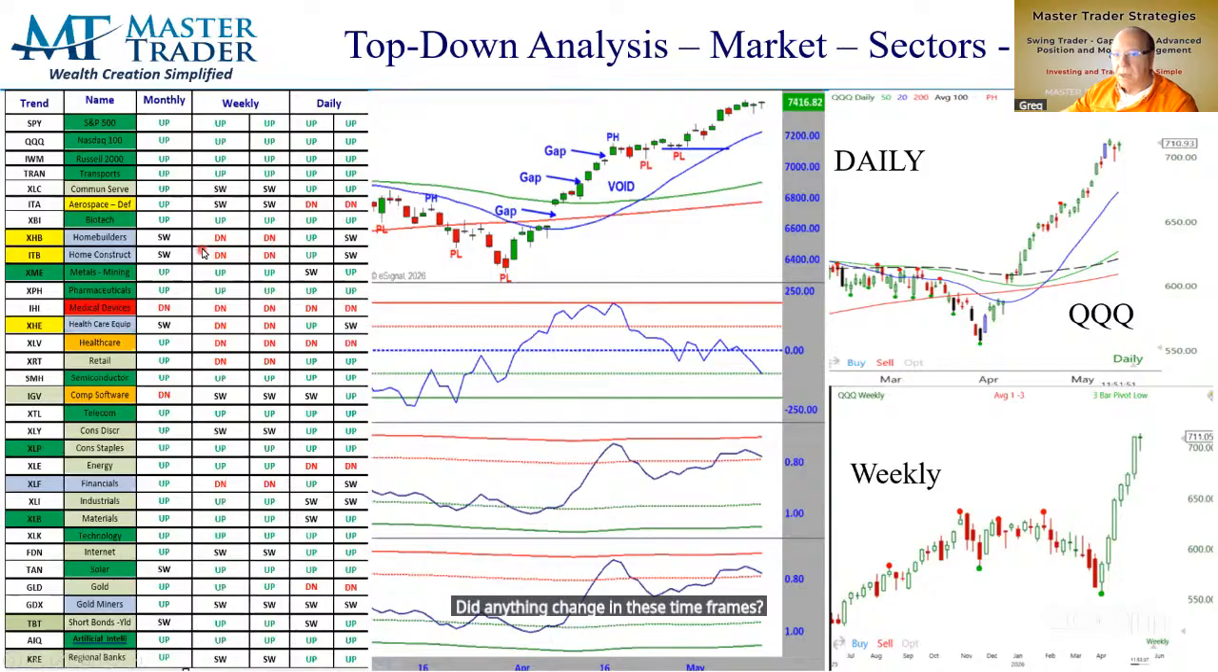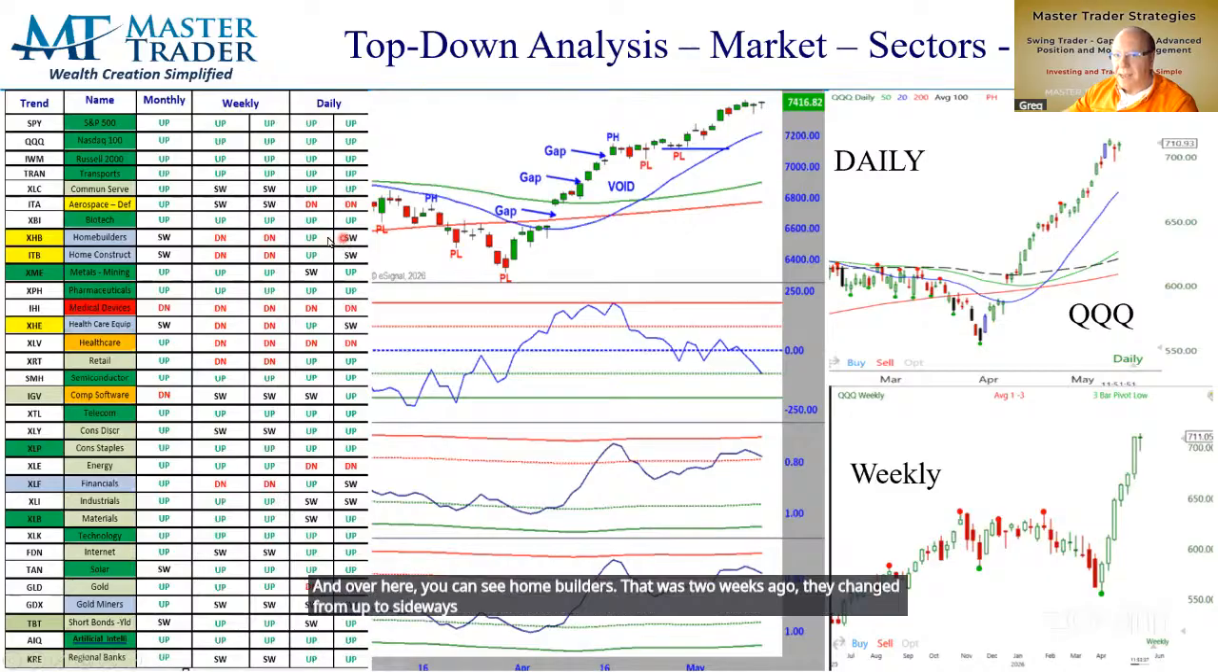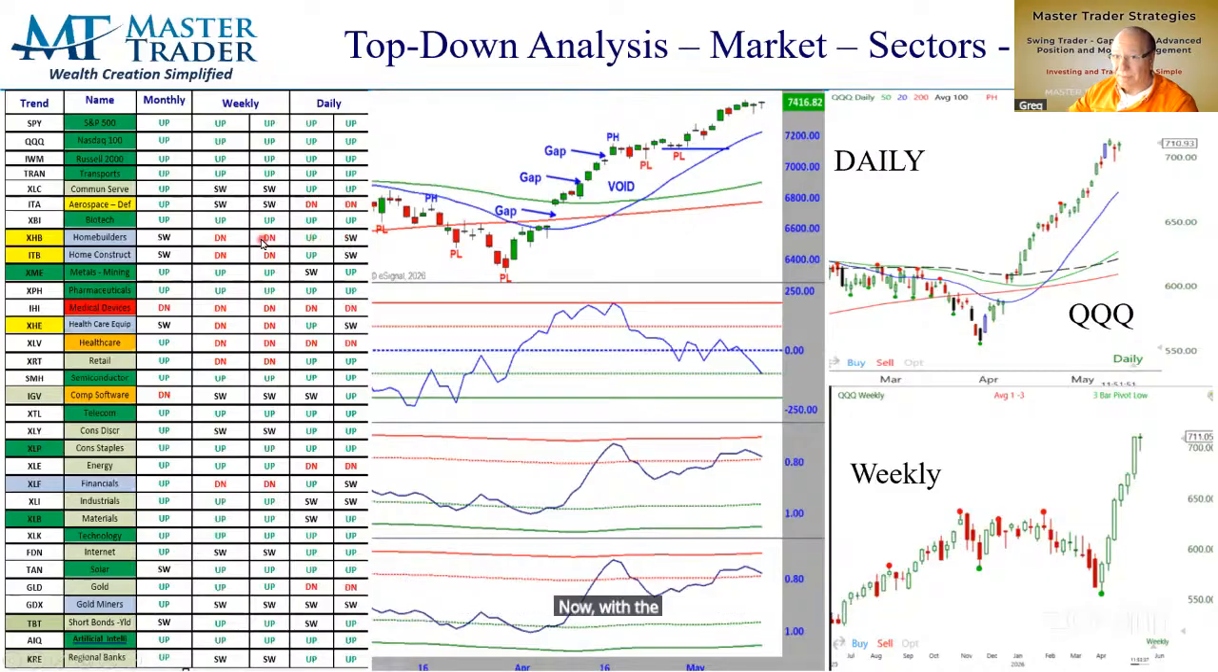And over here, you can see home builders. That was 2 weeks ago. They changed from up to sideways. Now, with the weekly being down and this being up and that changing to sideways, probably that was some kind of whipsaw. Wasn't a good thing, right? Once it goes up, you want to see it stay up.